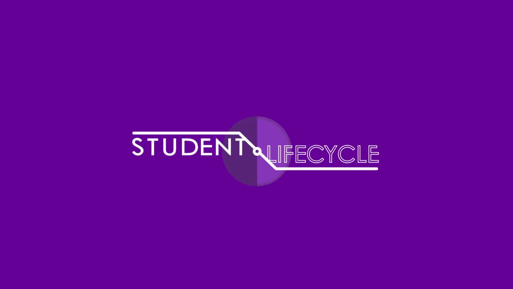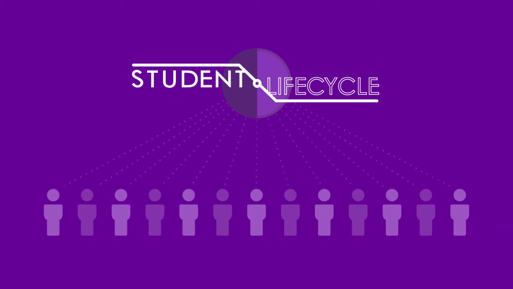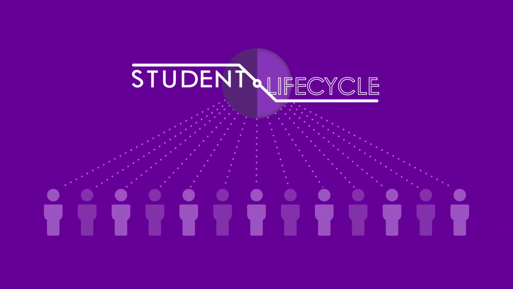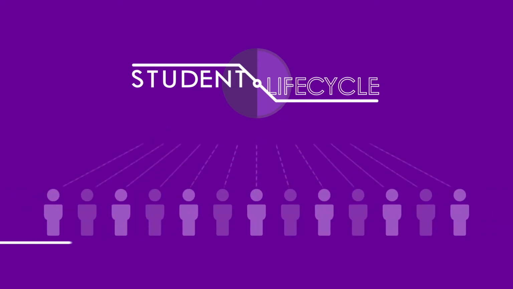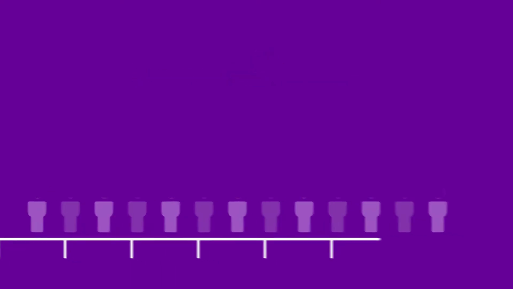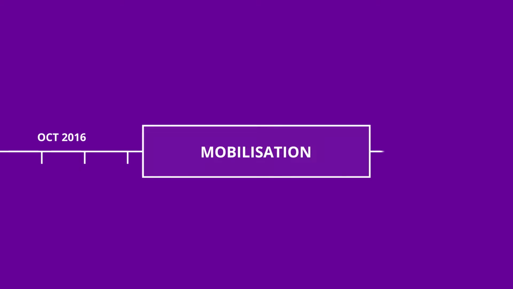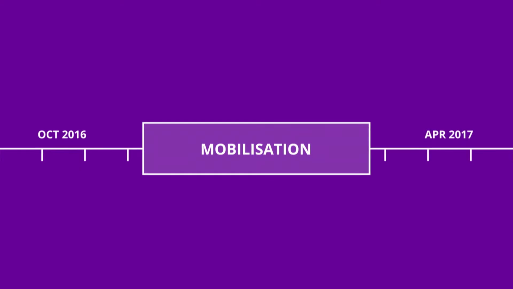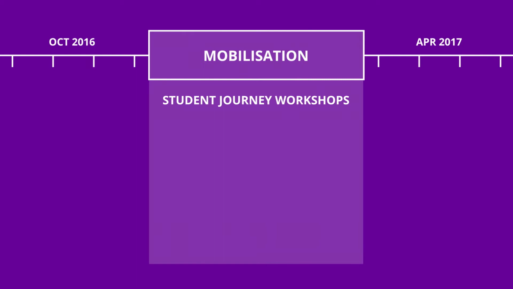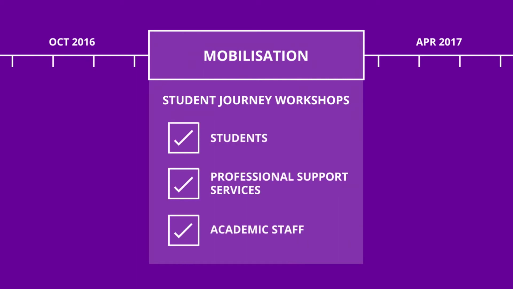Colleagues from across the university, including IT services and the new IT supplier, will work collaboratively to deliver the Student Lifecycle project. The timeline for delivery of the project has 6 stages. Firstly, the mobilisation stage, which involves student journey workshops where high-level business outcomes are tested with students, professional support services and academic staff. There are many business outcomes required to deliver effective services throughout the student life cycle.